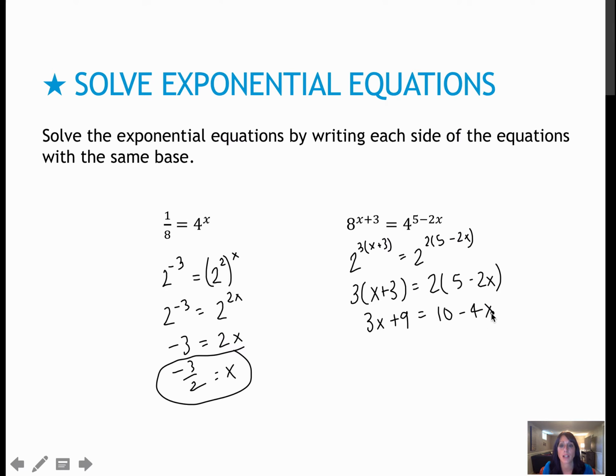I'll subtract 3x. Nope, I'll add 4x to each side. That gives me 7x plus 9 equals 10. I'll subtract 9 from each side to get 7x equals 1. And then I'll divide by 7 to get x equals 1/7. And that's my final answer.